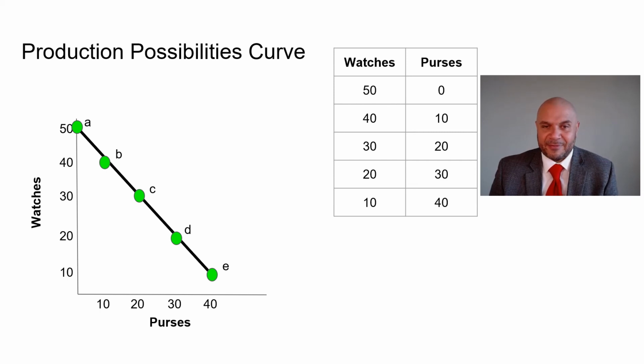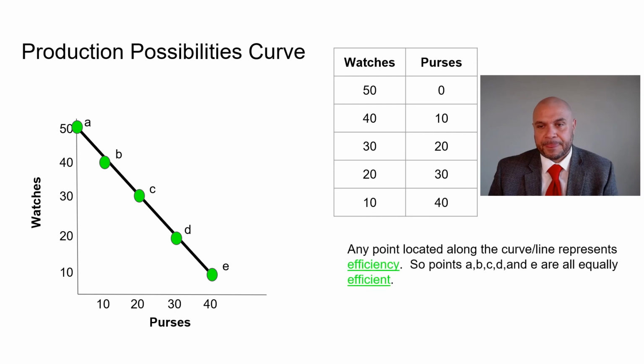The thing to get from this, in econ, is that whenever you want to produce more of an item, there's a trade-off or an opportunity cost associated with that, right? So if I want to make more purses, that means I have to give up some watches. All right, so let's continue with this.